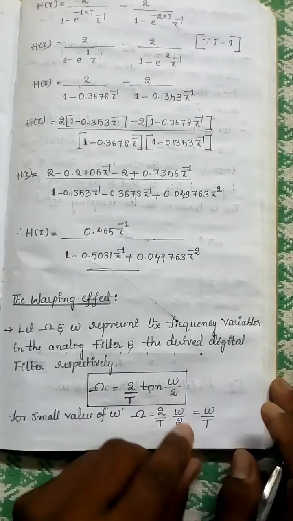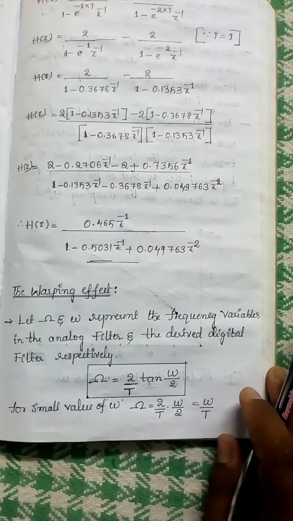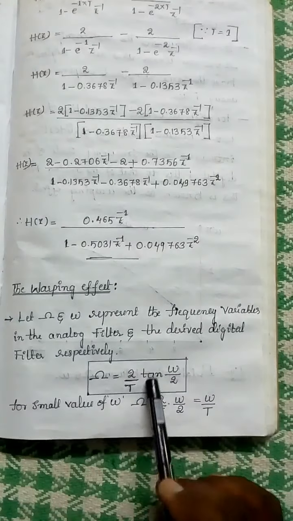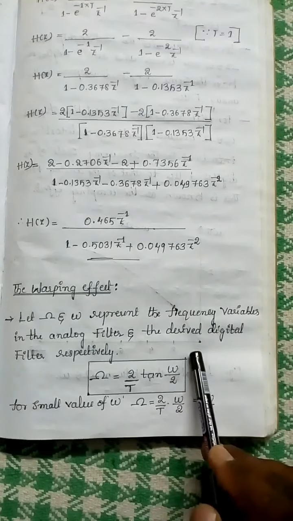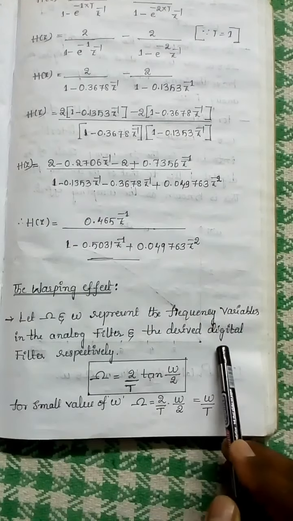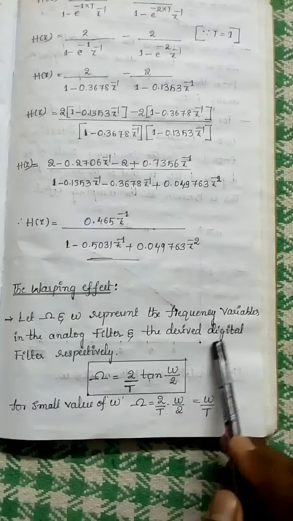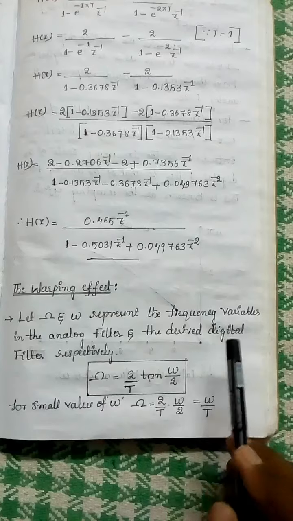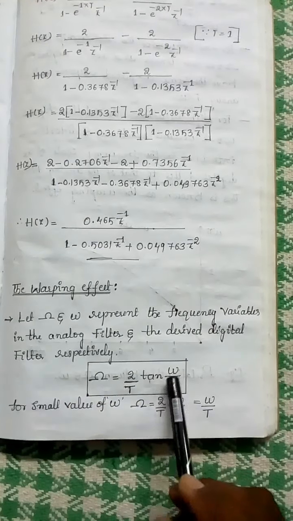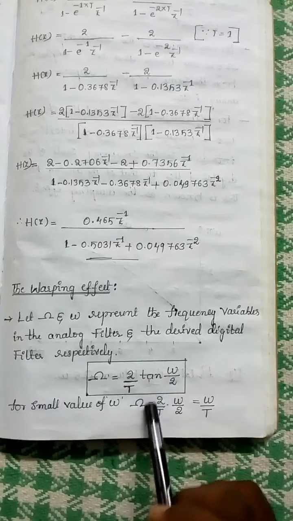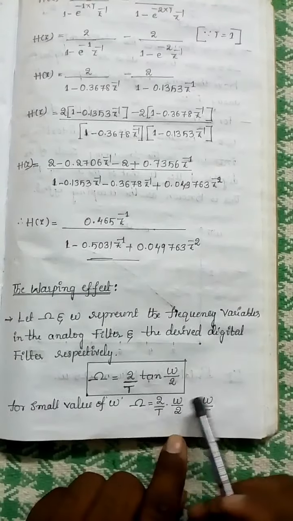omega by 2. So for small values of omega, Ohm should be equal to 2 by T into omega by 2. That means in place of tan omega by 2, you simply write omega by 2. Already you know tan theta is equal to theta for small values, so in place of tan theta you simply substitute theta. So here 2 by T into omega by 2, and finally omega by T. So Ohm is equal to omega by T.